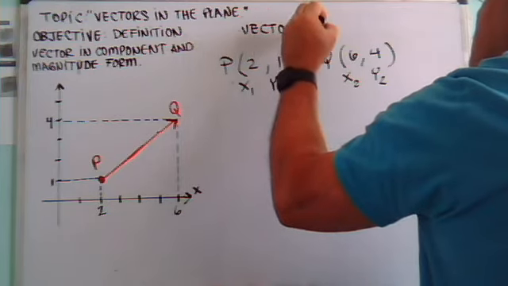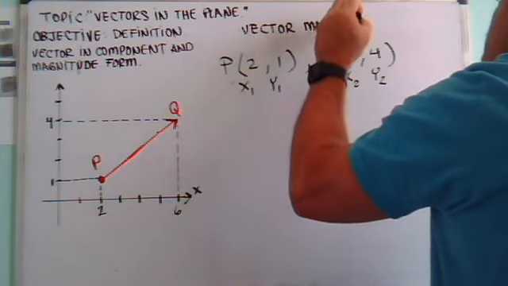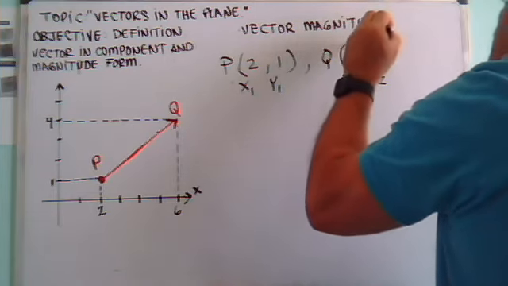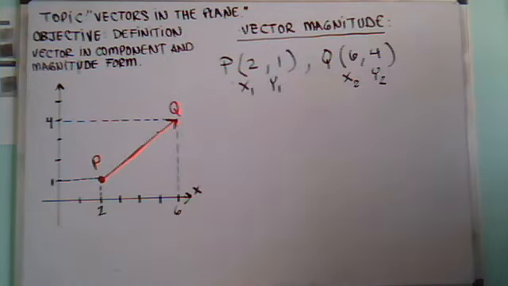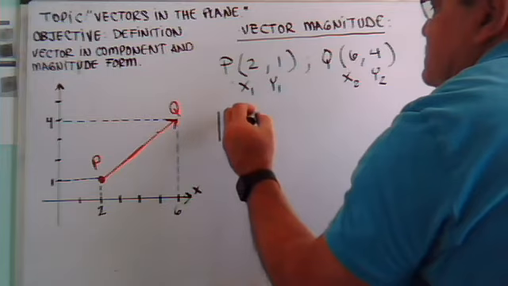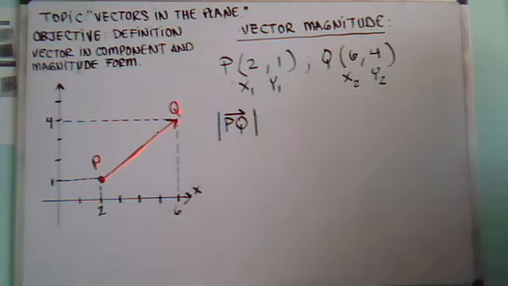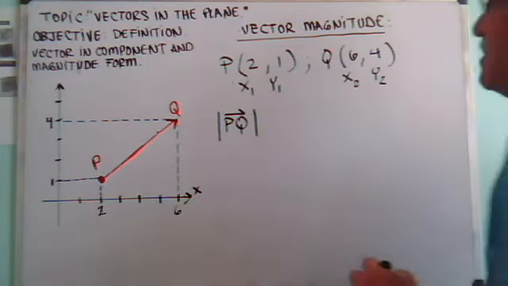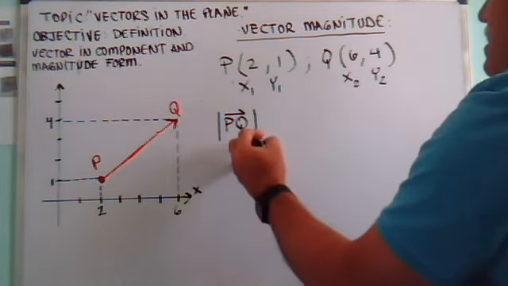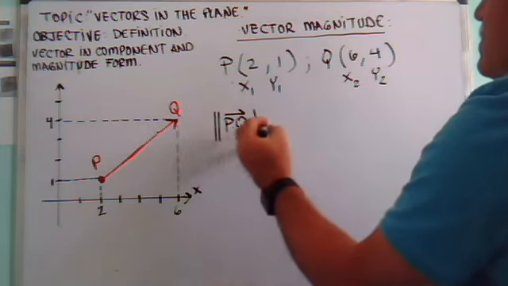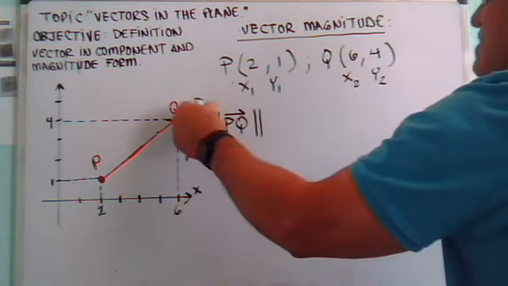Vector magnitude. We are going to represent the vector magnitude by using two parallel lines with the vector PQ inside those two parallel lines. Pay attention that in this case it doesn't mean the absolute value of the PQ vector. It means the magnitude of the vector PQ. It could be written like this, or by using double parallel lines. Both ways are fine.